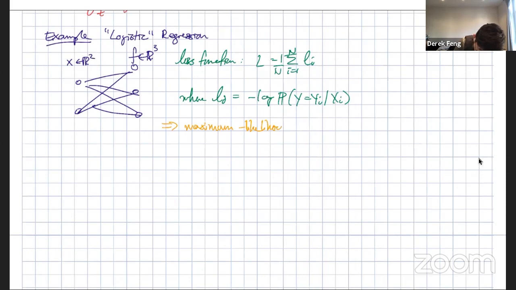Suppose we're thinking about likelihood, right? Then what we would have is products from i equals 1 to n of the probability of yi given xi. I mean, this is literally sort of the definition of likelihood.